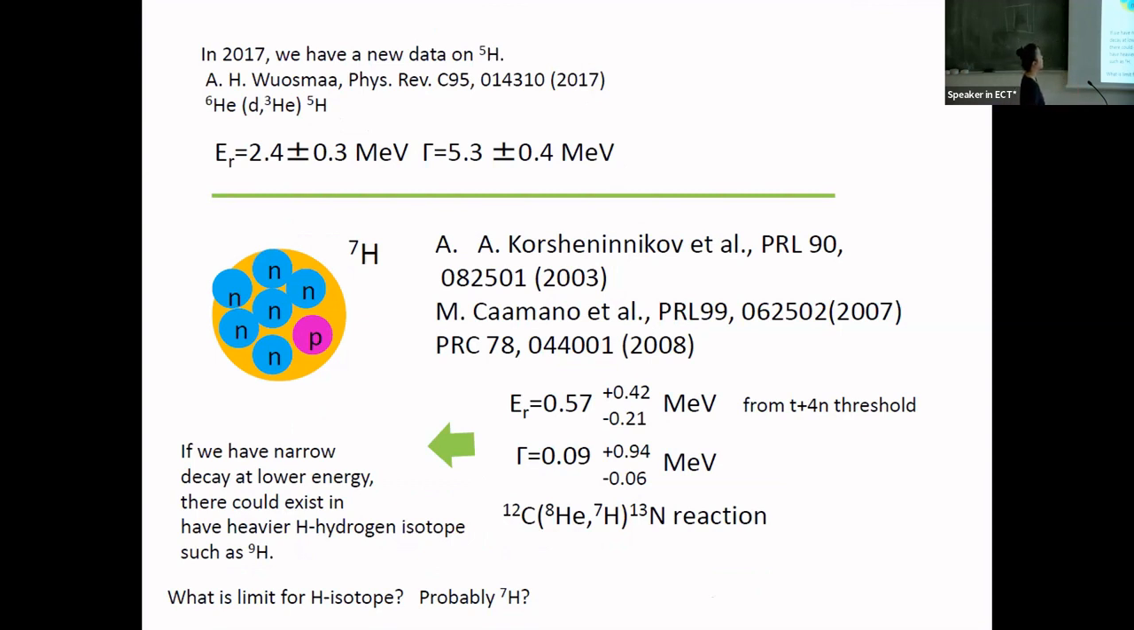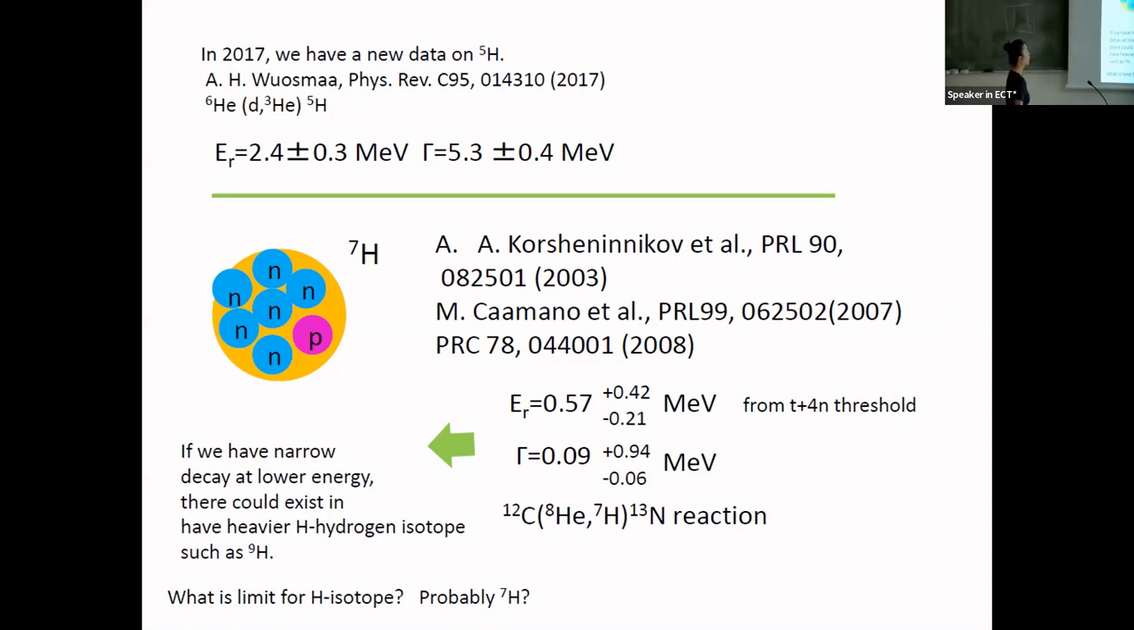And let's discuss hydrogen-7. Around 20 years ago, Kolesnikov et al. had evidence of hydrogen-7. Then in 2008, Campagnolo-san also observed hydrogen-7. According to this paper, he reported the energy is 0.5 MeV with respect to the triton plus 4 neutron threshold, and gamma is a very narrow resonance state.